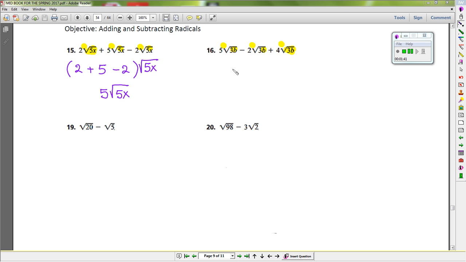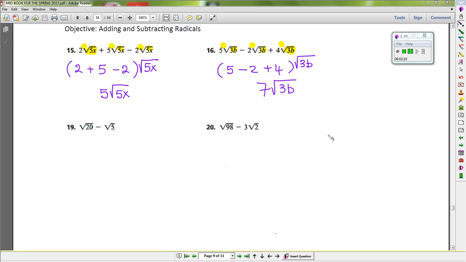So I'm going to go ahead and put the parentheses, and put the like radical in the back, which is the square root of 3p. Then put the coefficient, or the number, in front of each one of our radicals. So 5 minus 2 plus 4. 5 minus 2 is 3, and 3 plus 4 is 7. Put the square root of 3p next to this, and this will be the simplified answer.